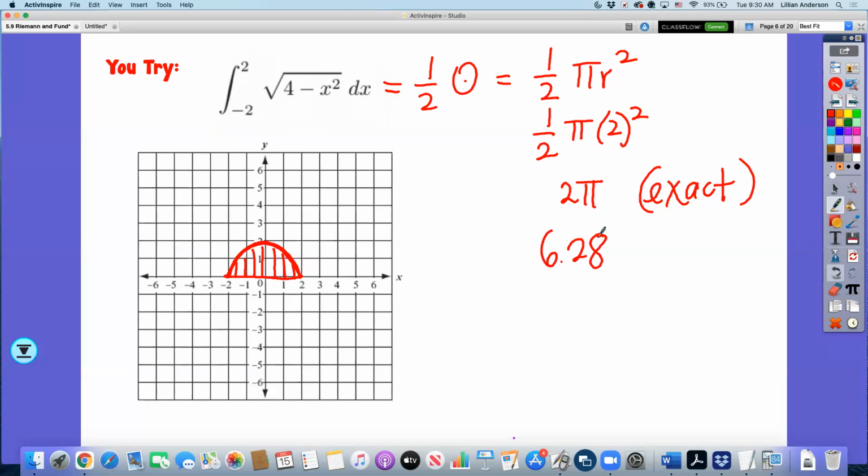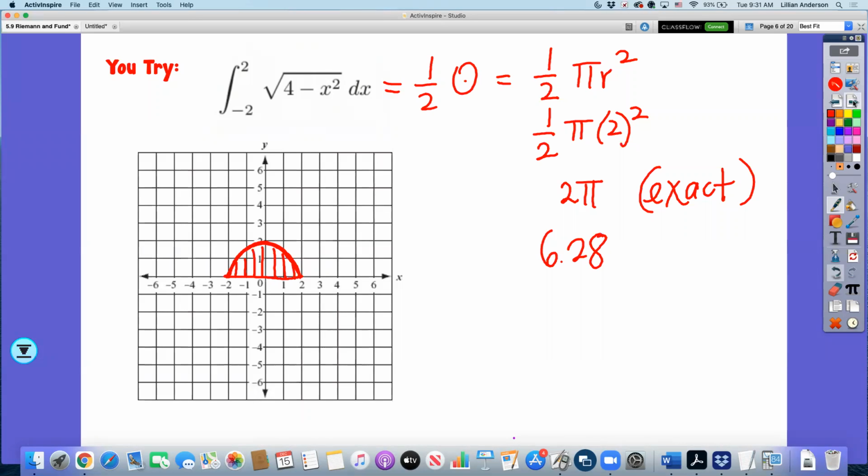Using the definite integral, these particular functions do form geometric shapes. And so you can use your old school geometry formulas to find the area underneath the curve. The definite integral tells you from what value to another value, so you know exactly what you're looking at, what you're trying to find the area of.